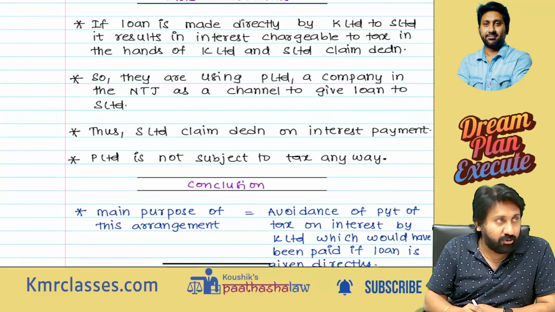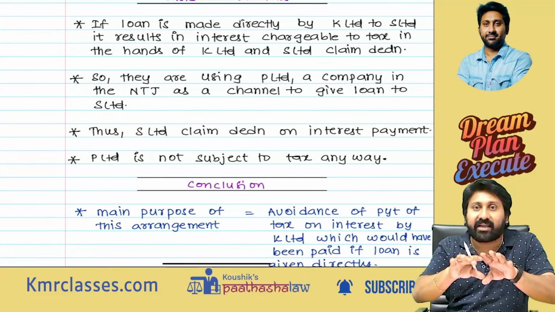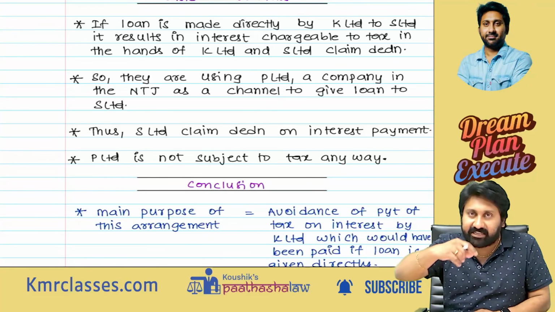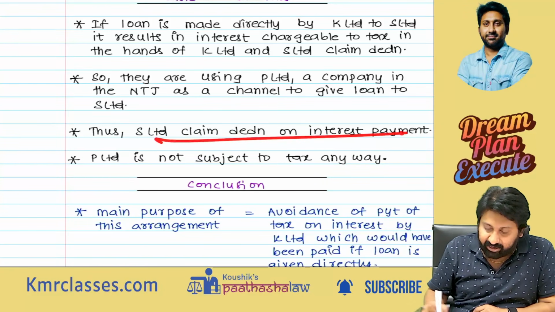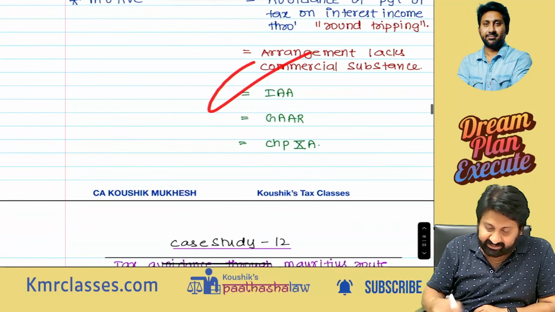So they are using P Limited, a company in a non-tax jurisdiction, as a channel. It means it's a conduit. Instead of giving directly, they are using them as a conduit, a channel, to give the loan. Thus S Limited claims a deduction on interest payment, and P Limited is not subjected to tax anyway. So again, same concept here.